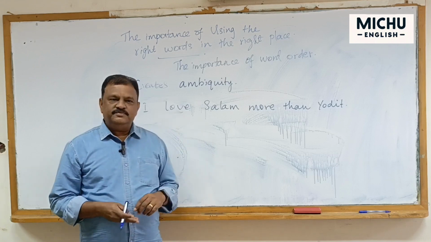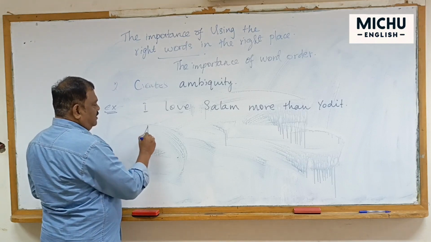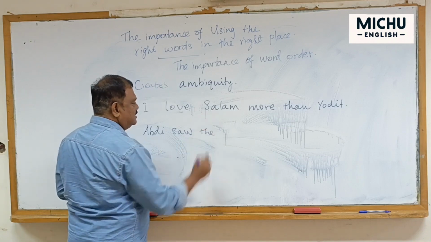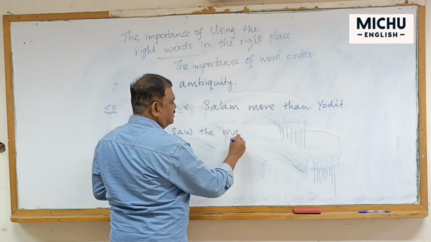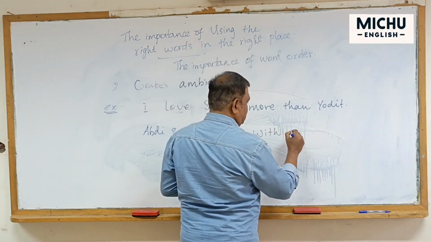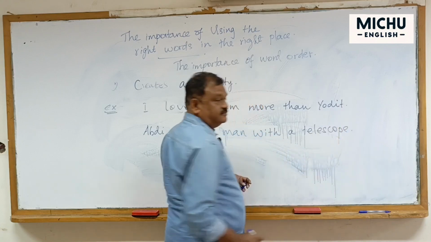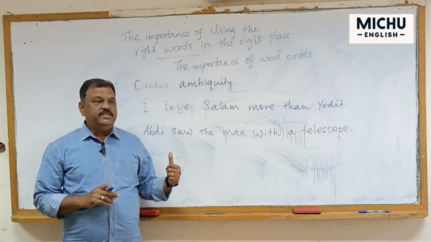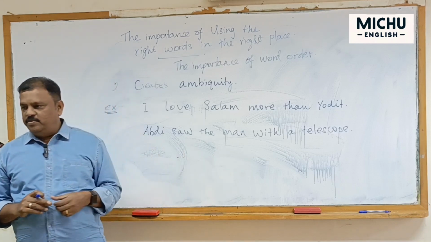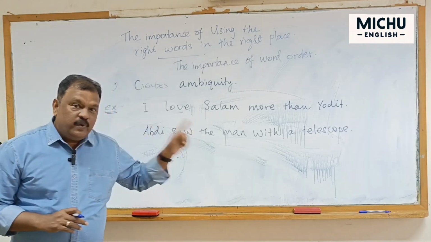Let's see one more sentence. Look at this sentence. Abdi saw the man with a telescope. Abdi saw the man with a telescope.